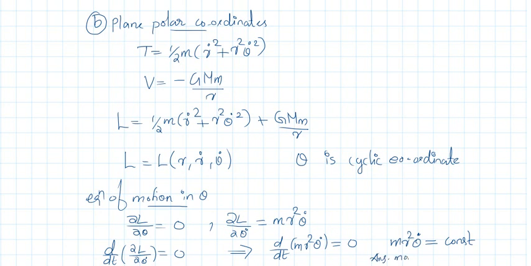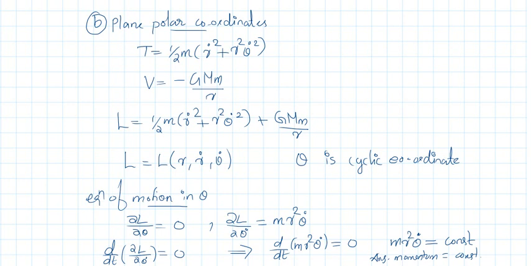m r square theta dot is nothing but angular momentum. Angular momentum of the planet is constant. That is very important information that we can obtain from this problem. So without solving the problem completely, we obtained an important piece of information about the problem. Angular momentum will be a conserved quantity.